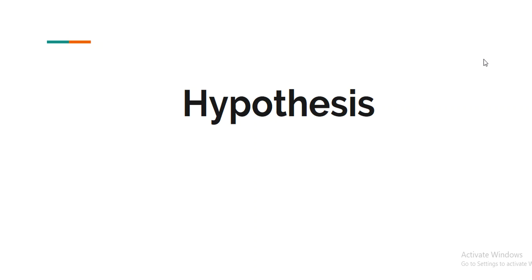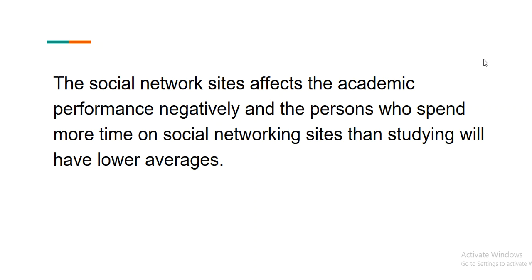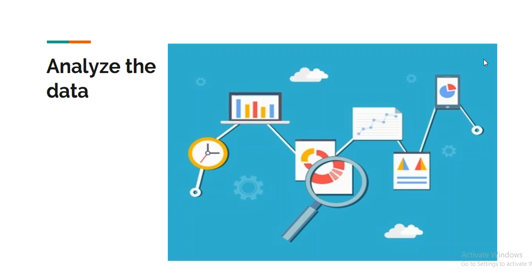So our hypothesis statement is the social networking sites affect the academic performance negatively, and the person who spends more time on social networking sites than studying will have lower averages.